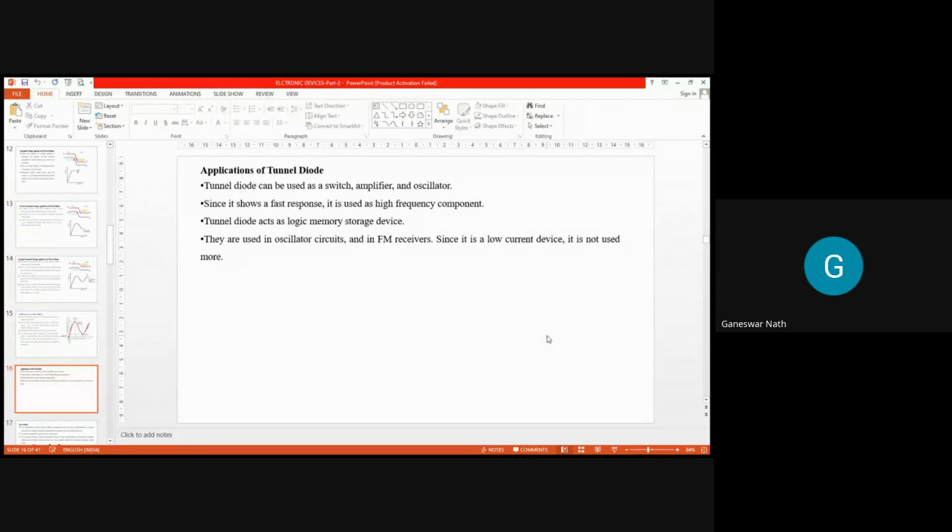Okay, since it is a low current device, it is not used much. Wherever it is actually required, then it is used. Otherwise, it is not generally used, because due to some fluctuation in the I-V values, we are not using it regularly. Rather, you are going for the PIN diode or PN junction diode. Okay.